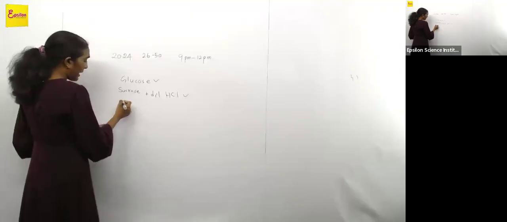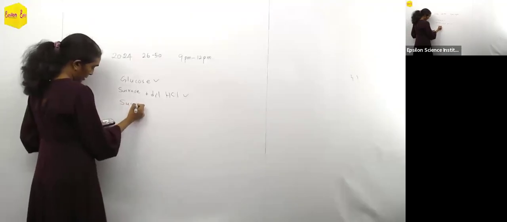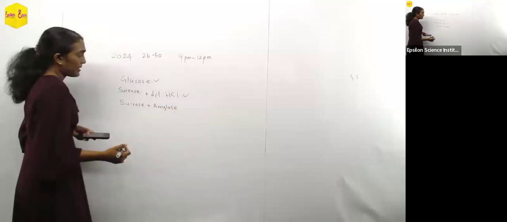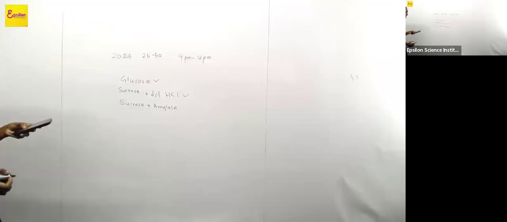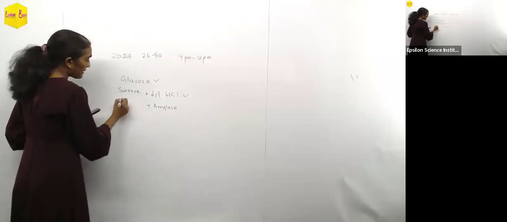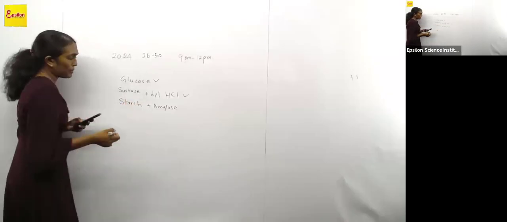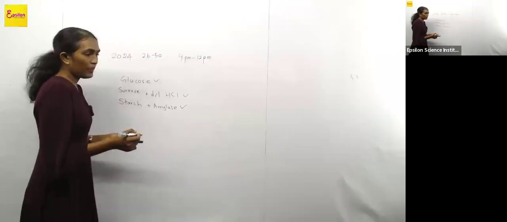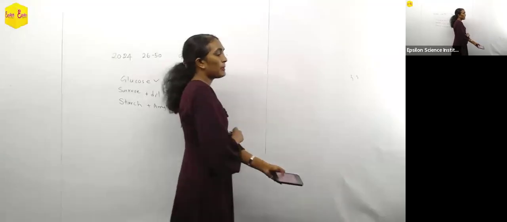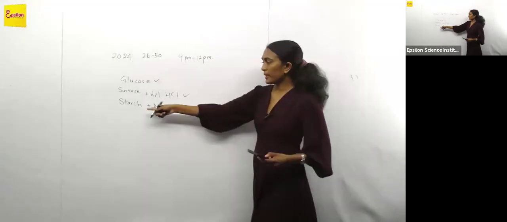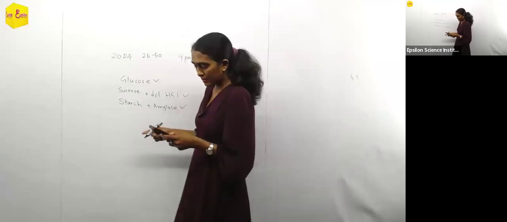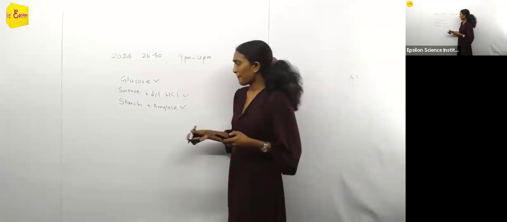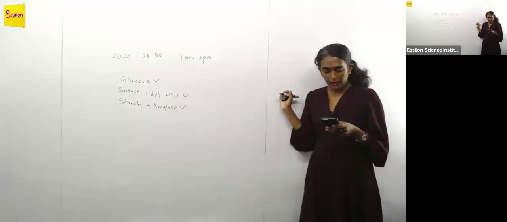Next one, sucrose plus amylase, what will happen? Amylase breaks down starch, not sucrose. I think there's something wrong here. It should be starch plus amylase. So the answer should be 1, 2, and 3, because starch plus amylase will give you maltose, and maltose will answer to this test. Please do the correction in the question. This is an exam question. I have typed it wrongly. That is starch solution plus amylase. That is also giving a positive result. So the answer is 1, 2, and 3.